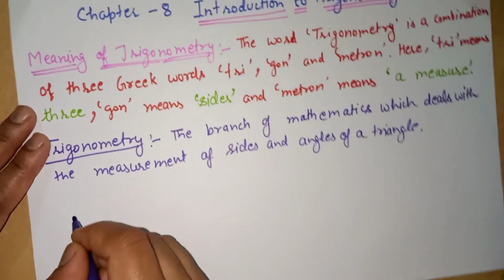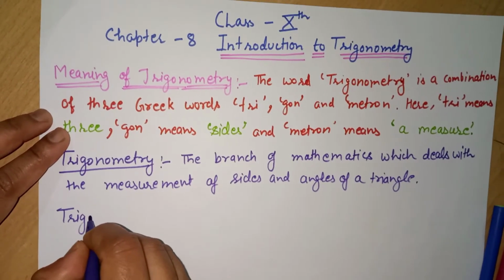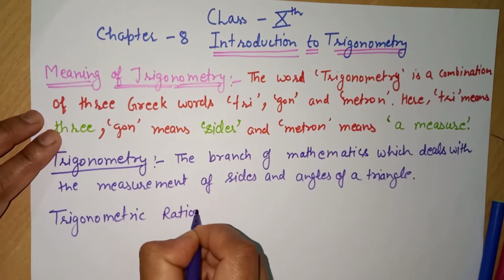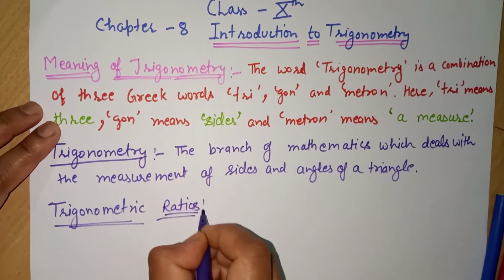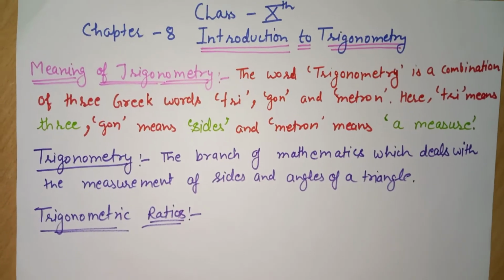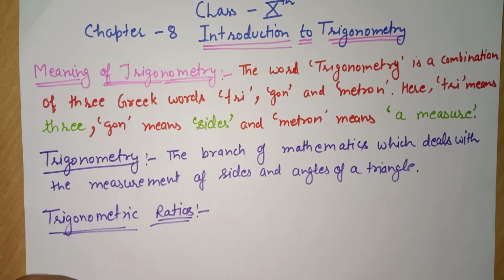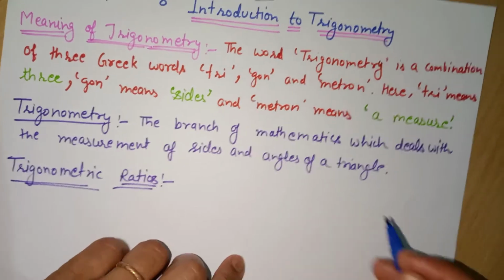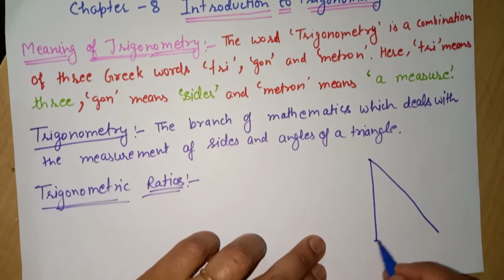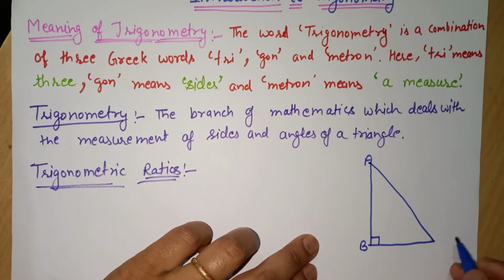So the next step that we will study in this chapter is trigonometric ratios, and we will use these trigonometric ratios to find the distance, height, and width of different objects in the next chapter. So for this, first of all, we have to take a right angle triangle. Let us draw a right angle triangle ABC, right angled at B.